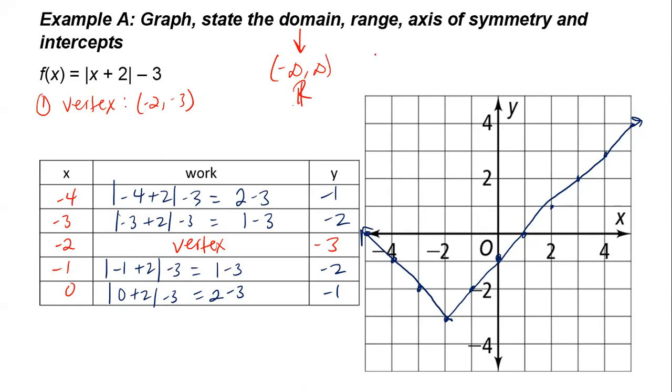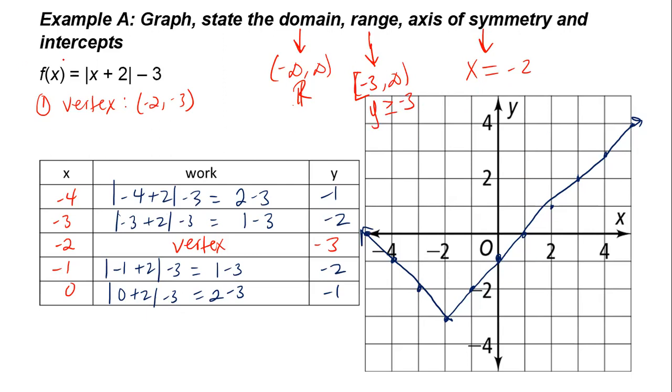My range, your range is from bottom to top. What is my lowest point? My lowest point is what? -3. My lowest Y value is -3, and it continues forever. So it goes from -3 to infinity. And that's because Y is greater than or equal to -3. Yes? Axis of symmetry. Your axis of symmetry is going to always be the invisible X value that's divided into 2 halves at -2.